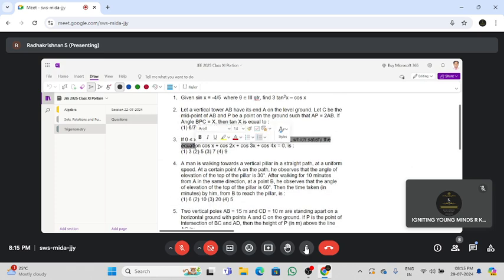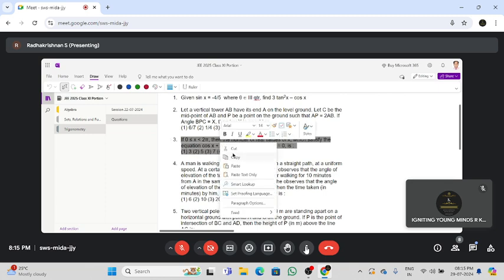Let's go to the next problem. This is a very interesting problem. This involves the sum to product transformation. Okay. So this is a very, very important concept.